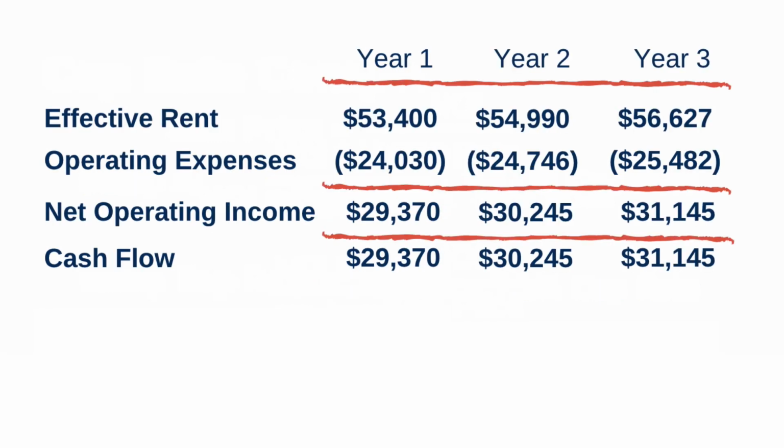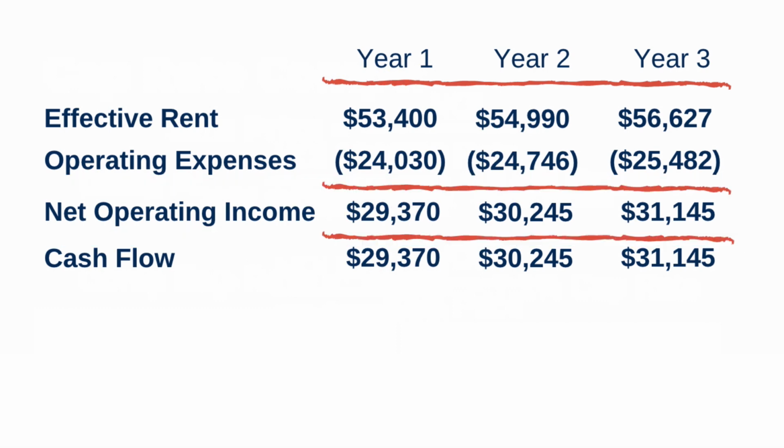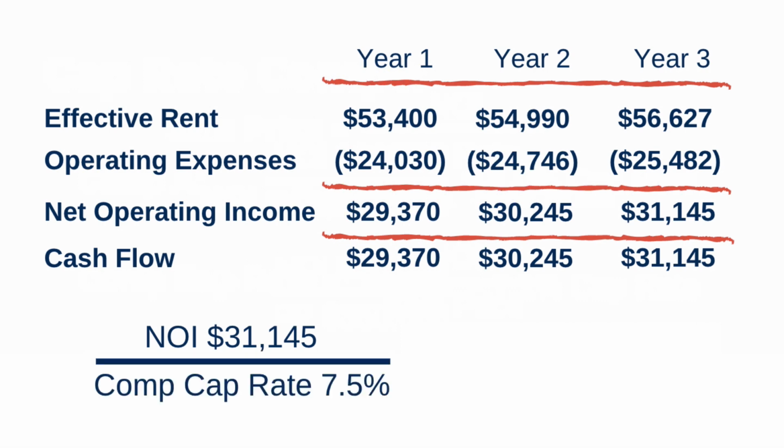Looking back at the work we did in the previous videos, we worked really hard to calculate the net operating income, which coincidentally is the same as the cash flow from operations at this point. I kept cash flow in here just to bring to your attention the fact that cash flow and net operating income are different. Even though they are the same number here, they represent different things. So what we want is the net operating income. If we take the net operating income in year 3, which is $31,145, and divide that by the 7.5% cap rate that we got from our comps, we get a sale price of $415,267. That's how you value a property using a cap rate.